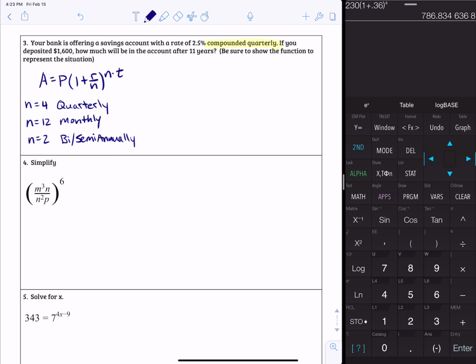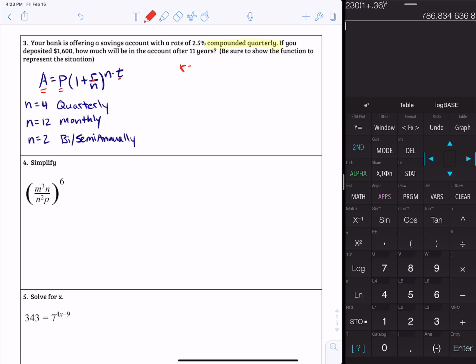So the A on the left is still your final amount. P is still your initial amount. R is still the rate. And T is still time. That new letter is just the N, which is number of times a year your money will compound. The interest will compound. So a bank is offering a savings account with a rate of 2.5%.